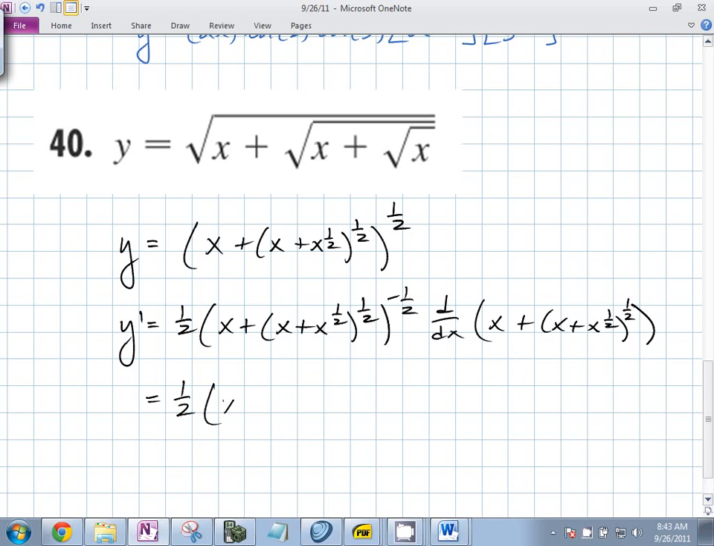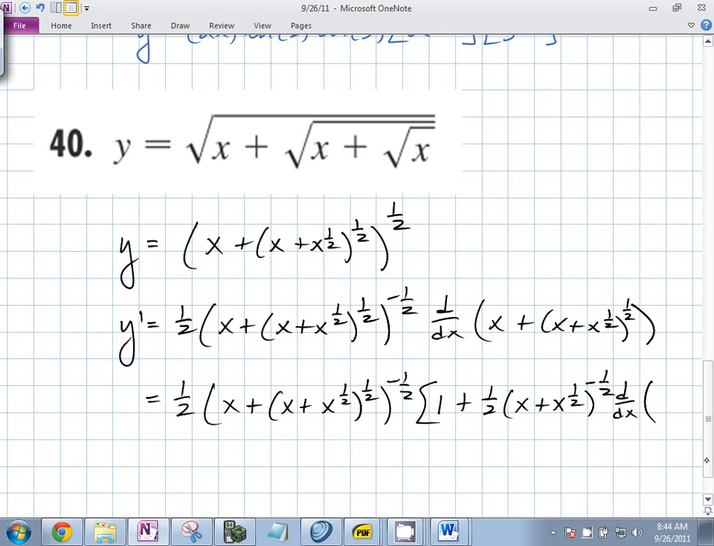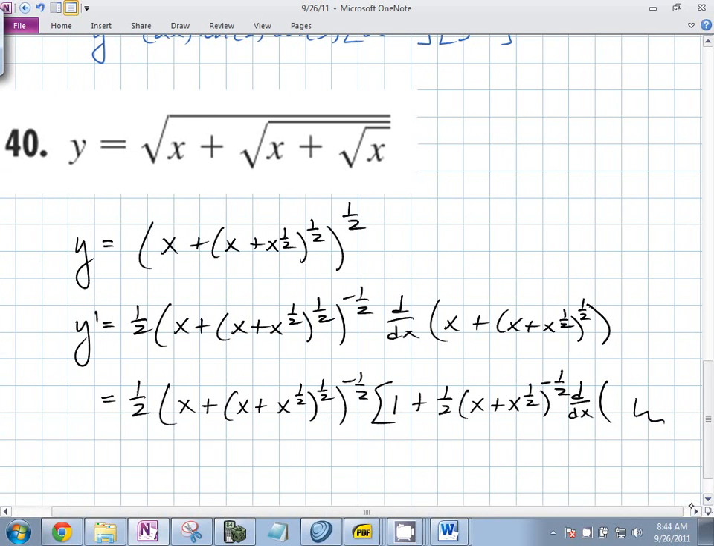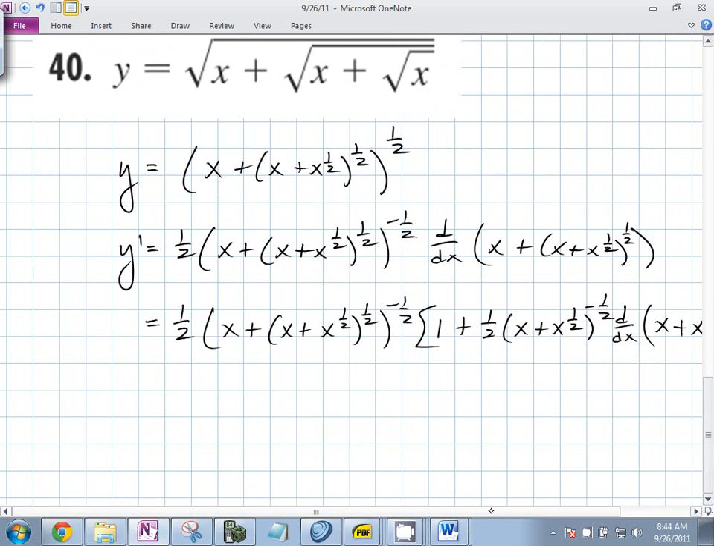(x + x^(1/2))^(1/2) to the negative 1/2 times (1 + 1/2 x + x^(1/2)) to the what power? Negative 1 times the derivative of what? x + x^(1/2). Yes, exactly. We're not doing the x + x^(1/2) like this. Correct. So there's one last derivative to do.